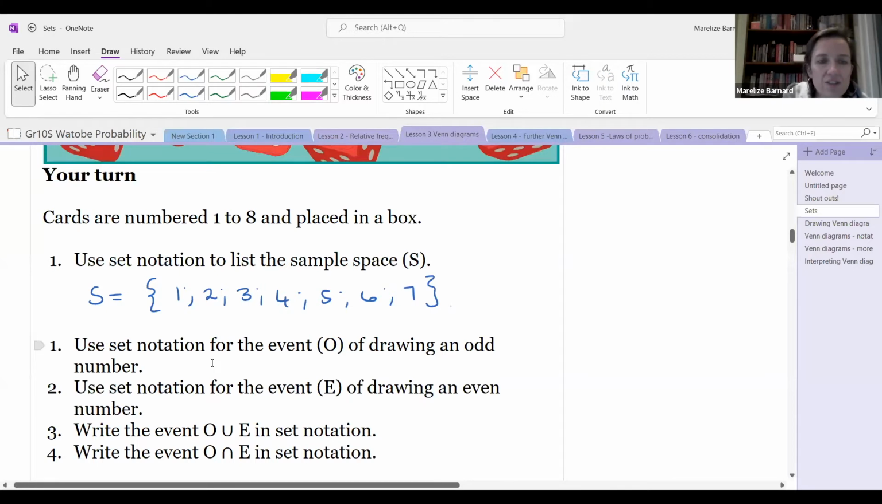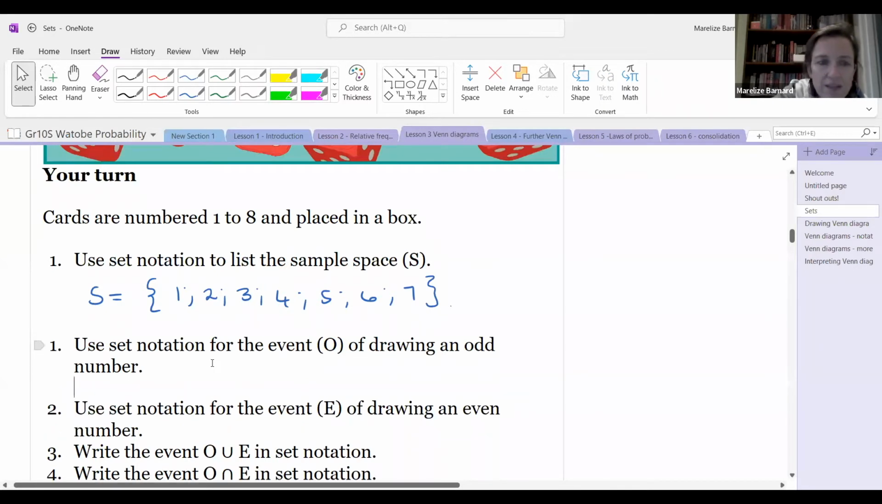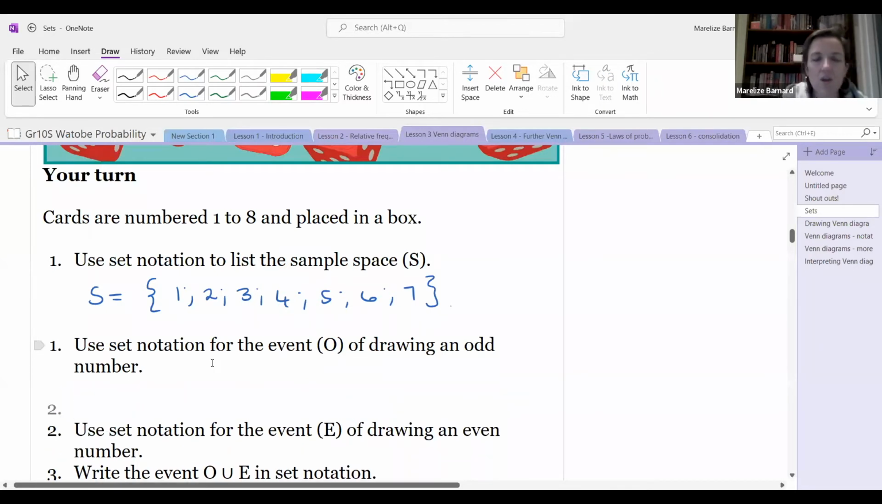Okay, use set notation. Here's our next one. Now use set notation for the event O of drawing an odd number, also from our sample space. O is the event of drawing an odd number.